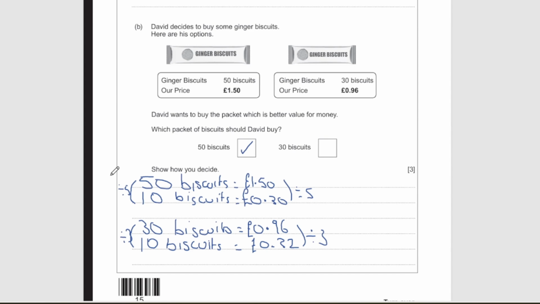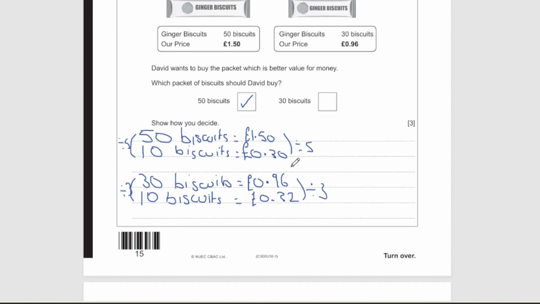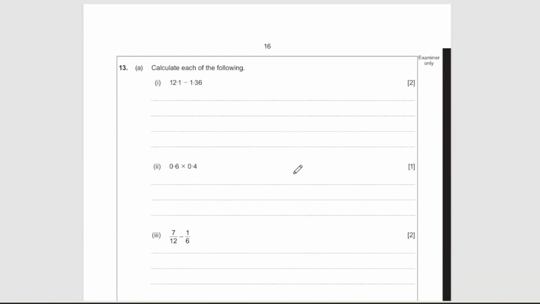So therefore, 50 biscuits is cheaper than 30 biscuits because per 10 biscuits, it's 30p for the 50 and 32p for the 30. So 50 biscuits is cheaper. And we've shown why as well.